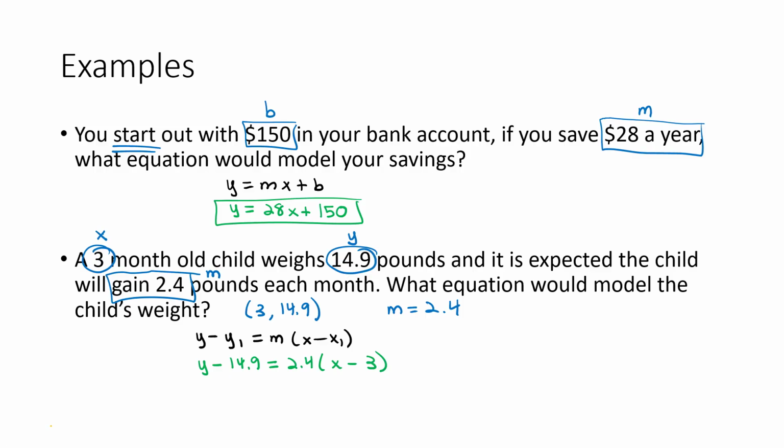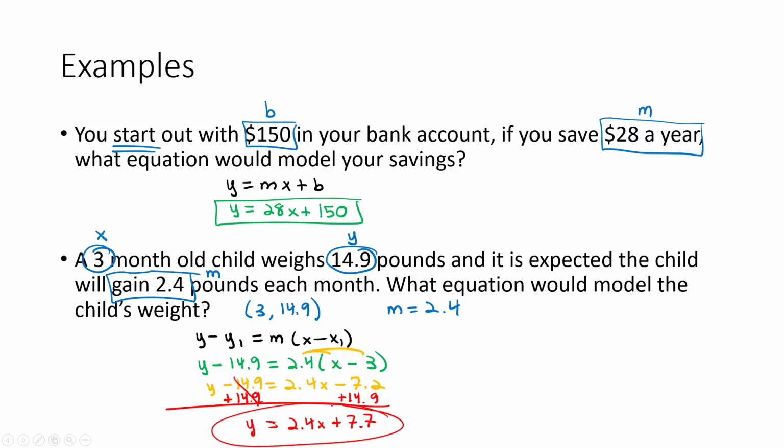And this equation will work just fine unless we were asked to do it in slope-intercept form. So if we were asked to do it in slope-intercept form, we would distribute the 2.4 through, and we would get 2.4x minus 7.2. And then we would finish it off by adding the 14.9 to both sides, and we would get y equals 2.4x plus 7.7. And now we have an equation to model the weight of this child after so many months.